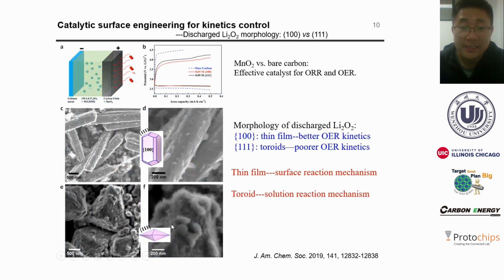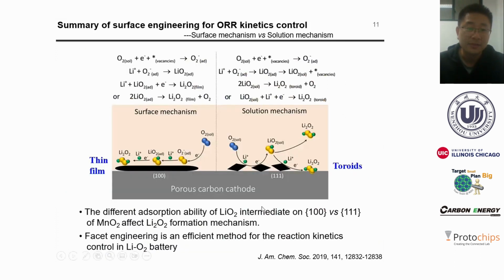So we refer to the literature: the thin film-like product and the toroid-like product indicate two different reaction mechanisms. One is the surface reaction mechanism, one is the solution reaction mechanism. So here we summarize these two different mechanisms. We can switch these two mechanisms by controlling the facet structure of our manganese oxide catalyst.